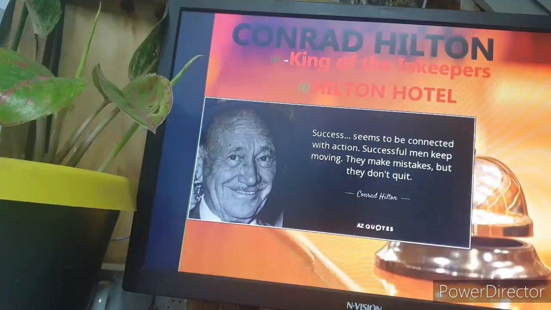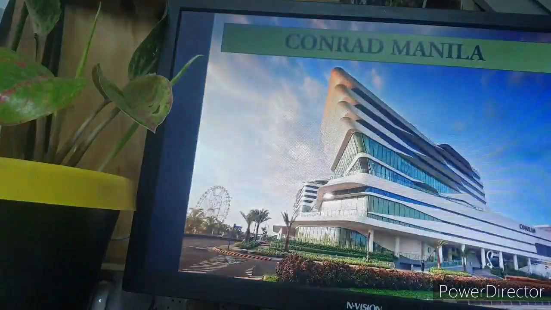He became a successful hotelier after World War II, and he pioneered the Hilton Hotel, and he believed that success seems to be connected with action. Successful men keep moving. They make mistakes, but they don't quit, according to Mr. Conrad Hilton. And today, the familiar Hilton is seen in almost every major city. And we are very much grateful because we have Conrad Manila.